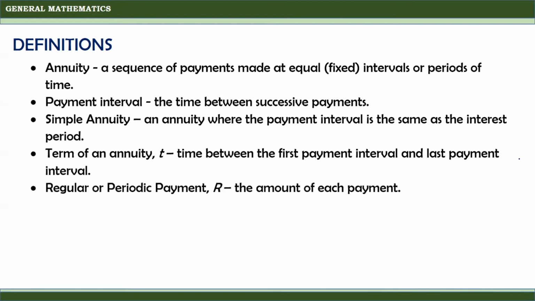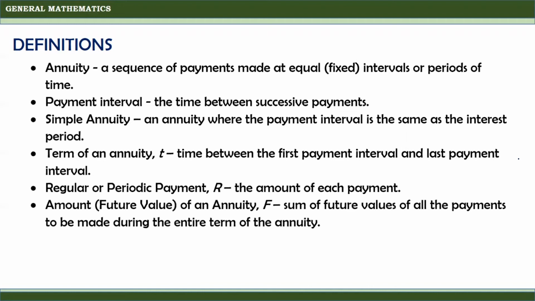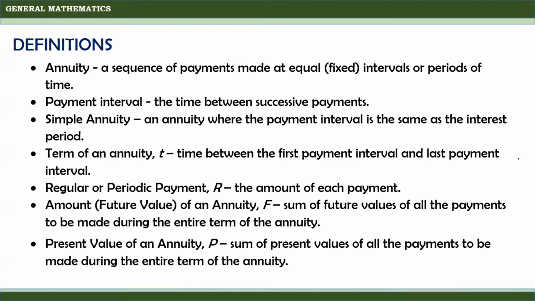Regular or periodic payment, which is represented by R, is the amount of each payment. Amount or the future value of an annuity, represented by F, is the sum of future values of all the payments to be made during the entire term of the annuity. And finally, the present value of an annuity, which is represented by P, is the sum of present values of all the payments to be made during the entire term of the annuity.